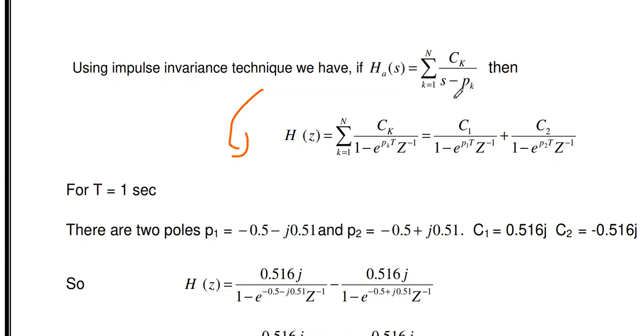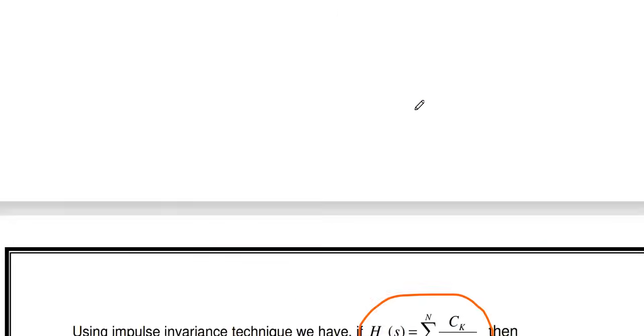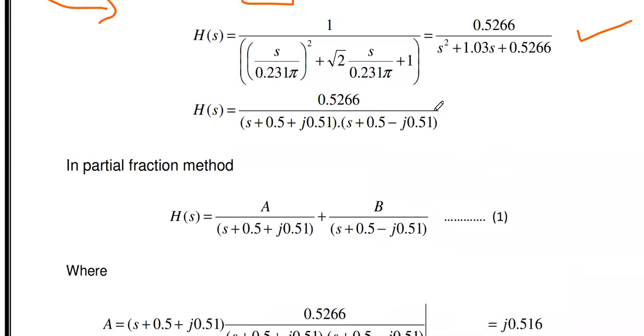So first we have to convert our H(s) into this format, that is, an addition of single pole transfer functions. This is our H(s). In order to obtain this H(s) as an addition of single pole transfer functions, first we have to factorize this denominator polynomial: s squared plus 1.03s plus 0.5266.